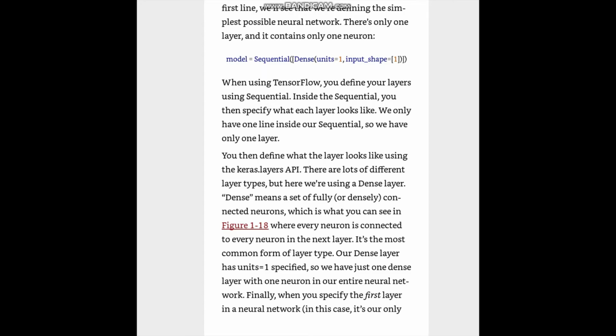So here we say we are using a dense layer, that is a fully connected layer, which is what you can see in the previous figure, where every neuron is connected to each and every neuron in the next layer. So our dense layer has units equal to 1, that is specifying that we have just one dense layer with one neuron in our entire neural network. So we just have one neuron and we'll be training our model on that only. We have one layer that has only one neuron.